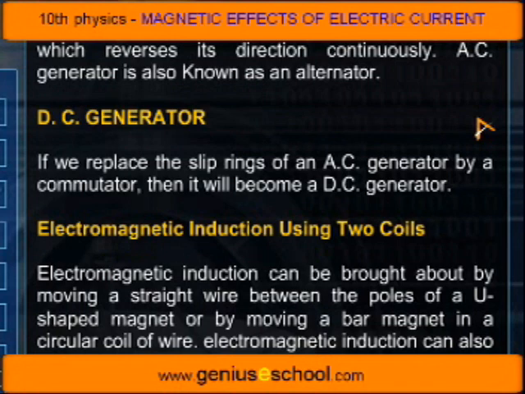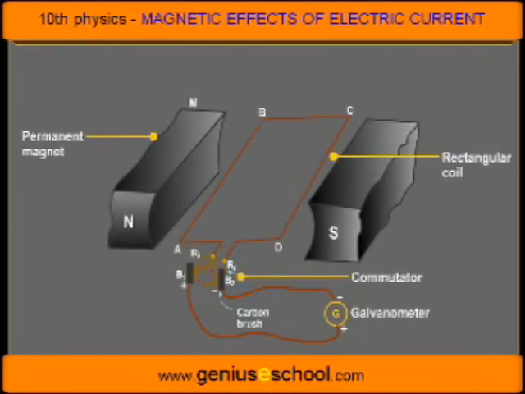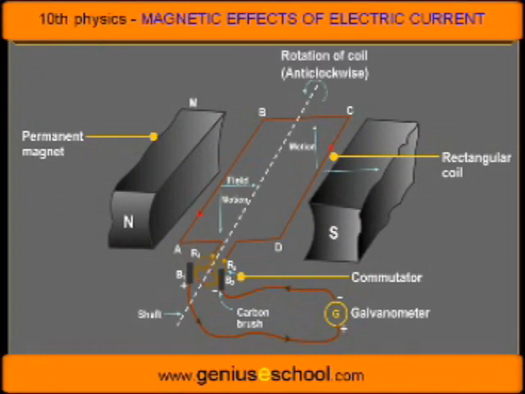DC generator. In a DC generator, a split ring type commutator is used, like the one used in an electric motor. When the two half rings of the commutator are connected to the two ends of the generator coil, then one carbon brush is at all times in contact with the coil arm moving down in the magnetic field, while the other carbon brush always remains in contact with the coil arm moving up in the magnetic field. The current in the outer circuit always flows in one direction, so it is direct current.